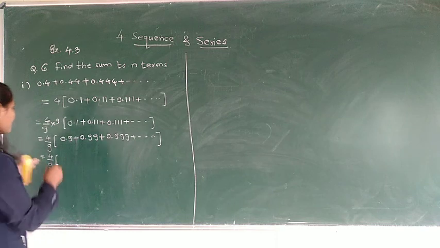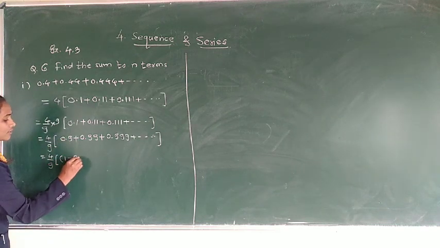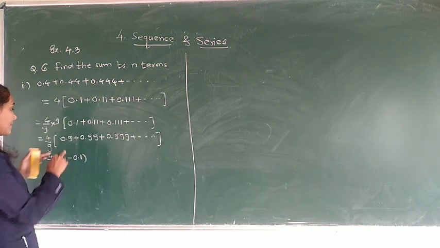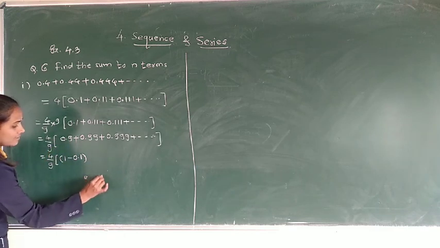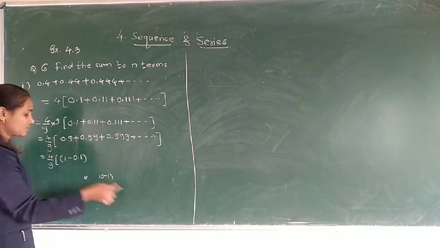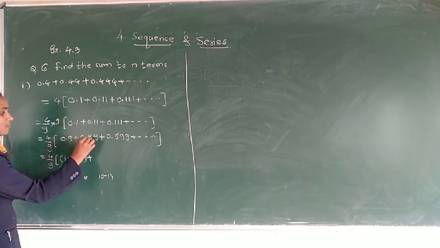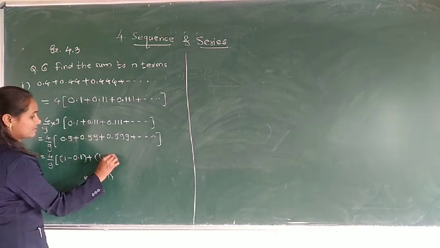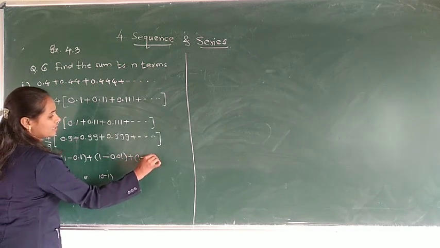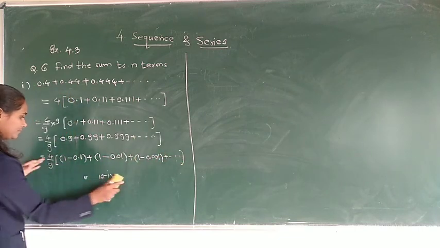So first, instead of 0.9 we write 1 minus 0.1. In the last lecture, in example number 5, we saw this type of question: instead of 9, we write 10 minus 1, instead of 99, we write 100 minus 1. Similarly here, instead of 0.9, we write 1 minus 0.1. Plus 0.99, we write 1 minus 0.01. Plus 1 minus 0.001, plus and so on up to n terms.